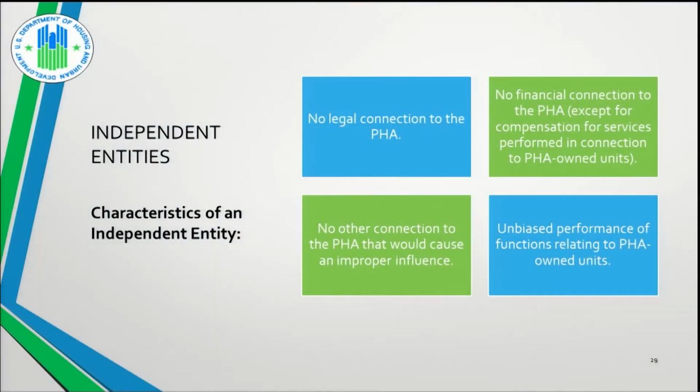Now let's go through an overview of the characteristics of an independent entity. The independent entity must have no legal connection to the PHA, no financial connection to the PHA except for compensation for services performed in connection to PHA-owned units, no other connection to the PHA that would cause an improper influence on the independent entity, and the independent entity must be able to perform its functions in an unbiased manner.